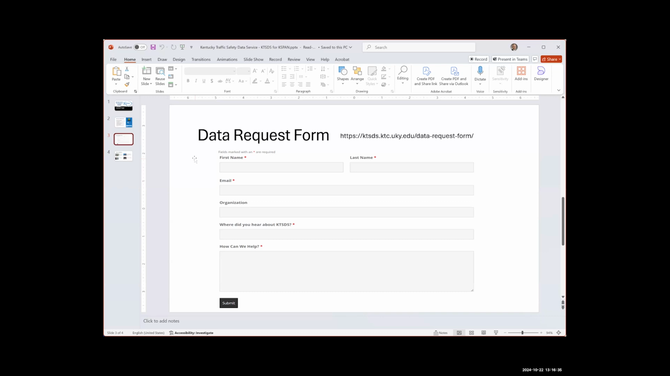But the first sort of portal for entry here is the people just need to put in their name, their email, their organization. We'd like to know where they heard about us. Like if somebody hears about us at this conference, we'd like to know that. And then just their description of how we can help. And sometimes we can, and sometimes we just have to send them off. Like, for example, people may not be aware that the Kentucky State Police has a crash data portal that they can access themselves. And just connecting those two together is helpful.